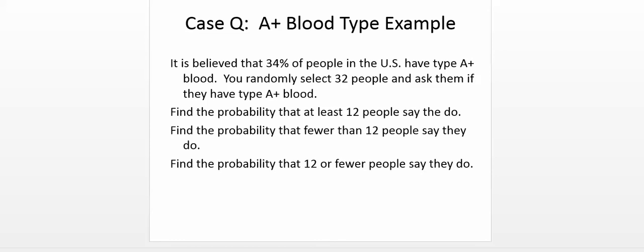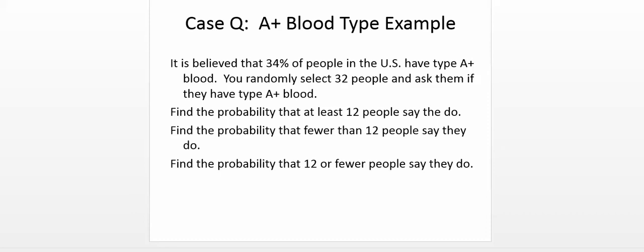Case Q involves a binomial distribution. However, if you start using the binomial distribution that we learned about in 24.7, you're going to be spending hours and hours and hours trying to solve this problem. Instead, what we're going to do is approximate the binomial distribution using the normal distribution.